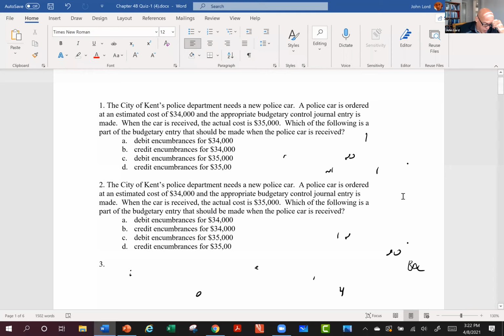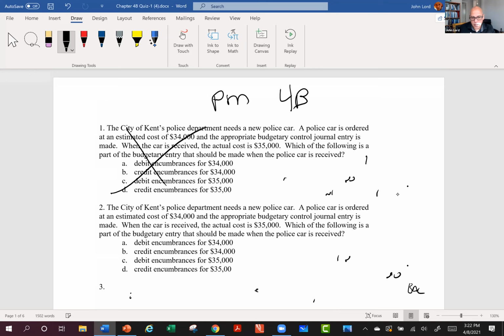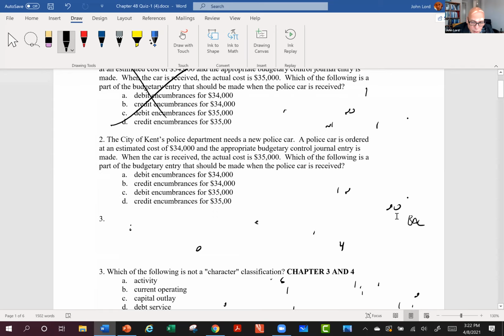Okay, so let's take a look at this practice midterm, and this is the practice midterm for 4B now, okay? And I'm not going to look at that question because it is repeated. I put the same question in there twice, okay? So let's just start with number 2. The City of Kent Police Department needs a new police car. A police car is ordered at an estimated cost of $34,000. And the appropriate budgetary control journal entry is made. When the car is received, the actual cost is $35,000. Which of the following is part of the budgetary entry that should be made when the police car is received?